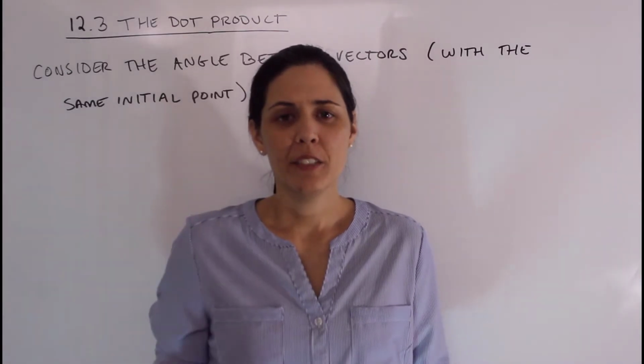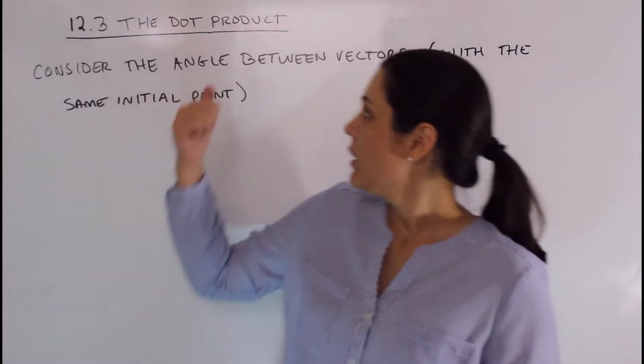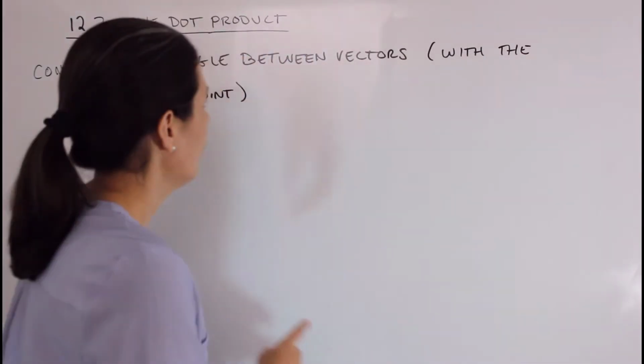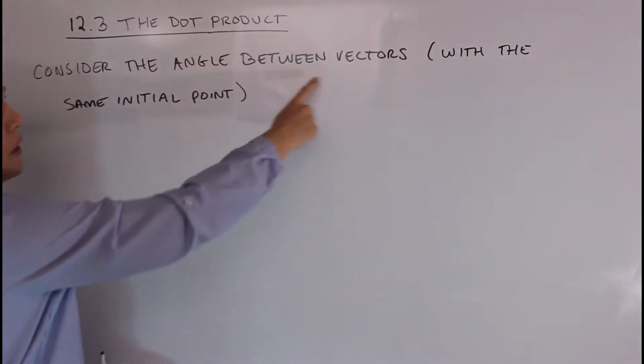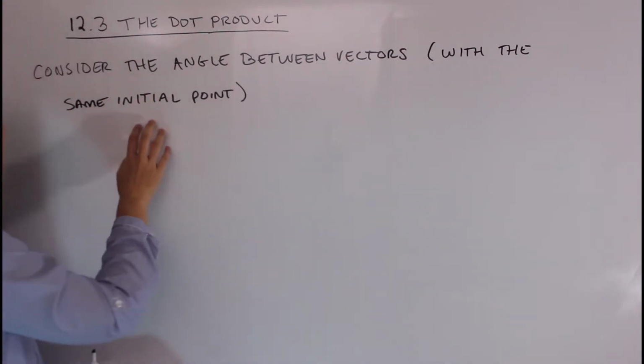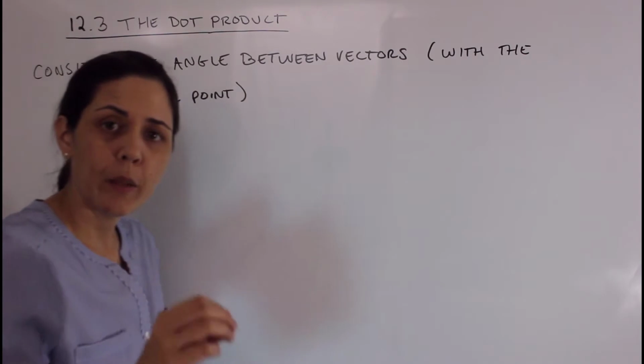Everyone! In this video we are going to learn about the dot product. So this has to do with vectors. Now we're going to consider the angle between two vectors, and these two vectors have the same initial point. Okay, so they start in the same place.